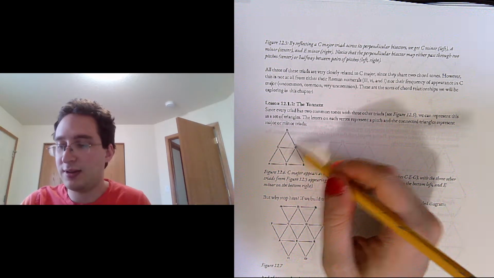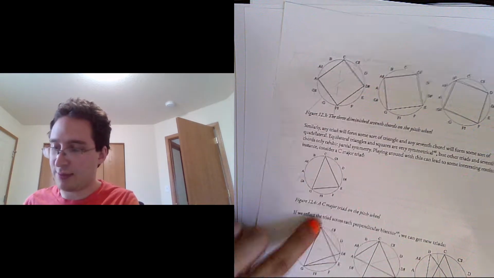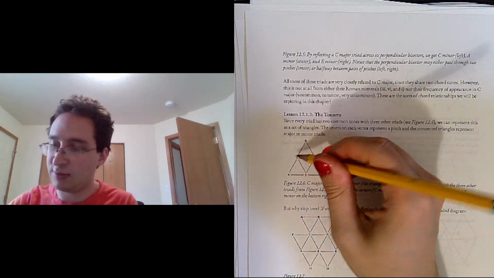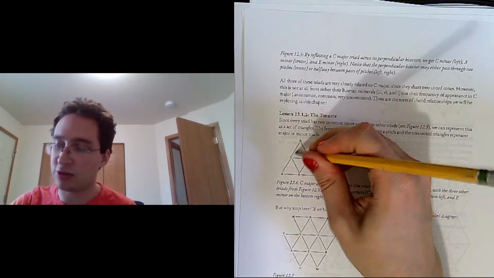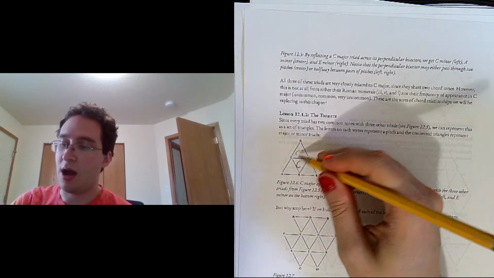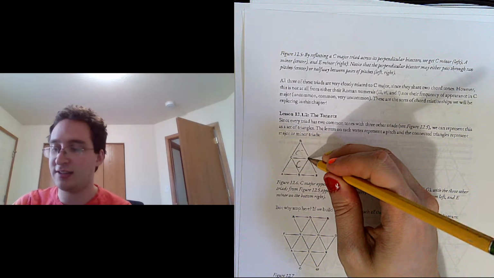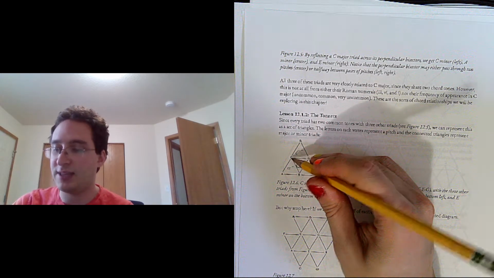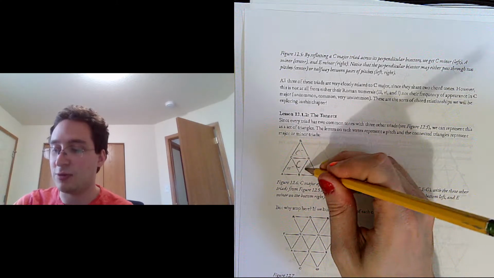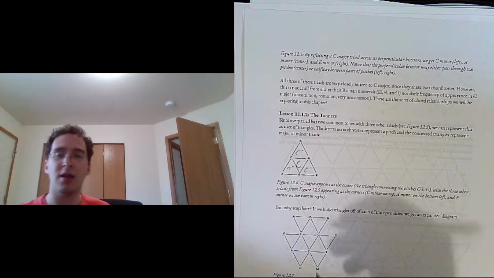If we keep, what was the first one? We kept C and G constant. We keep C and G constant, change the E to an E flat. Okay, so that's a C minor triad. This is C major. If we keep the C and the E constant, change the G to an A, that's an A minor triad. And if we keep the E and the G constant, change the C to a B, that's an E minor triad.